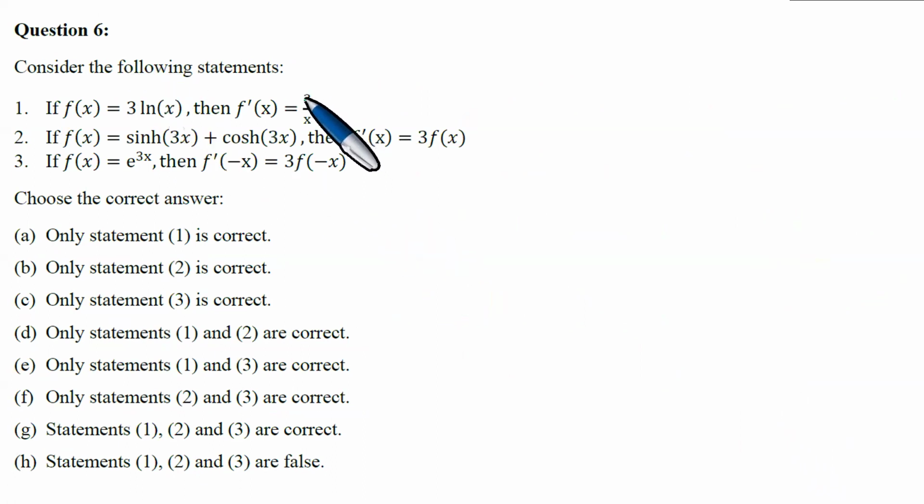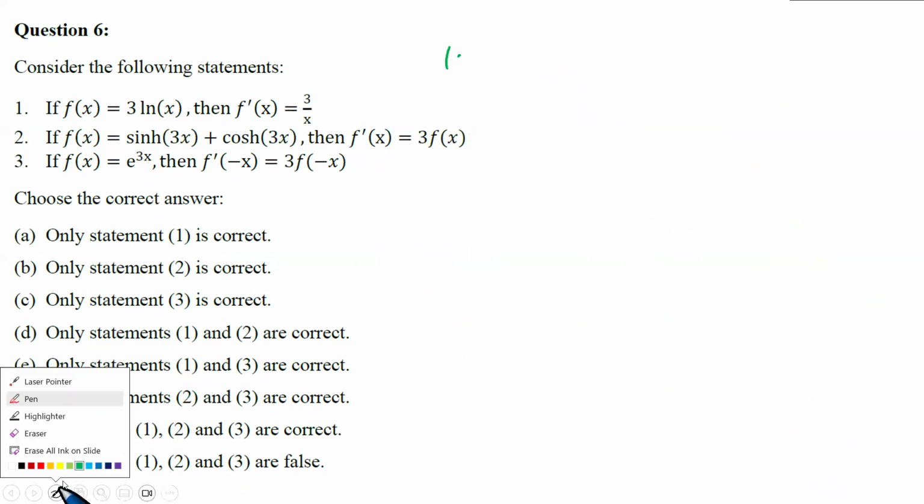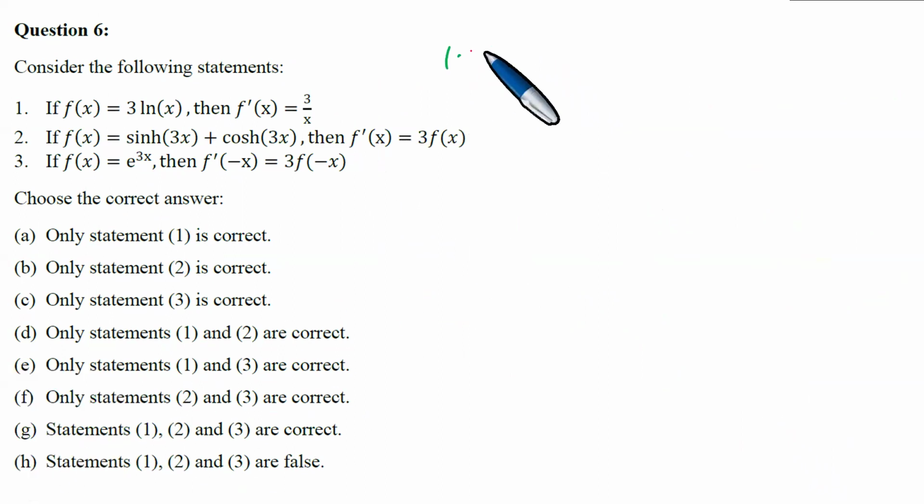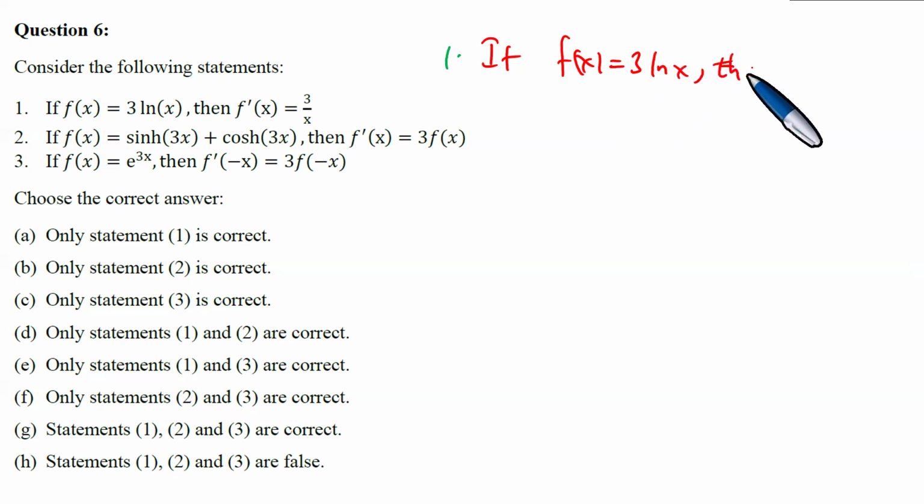Question six. Consider the following statements. Right, so we have the following statements here, and I'm going to write them in big. Number one says that if f of x is 3 ln x, then f prime is 3 over x.